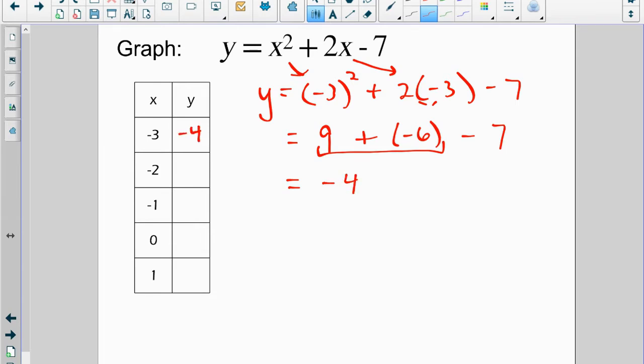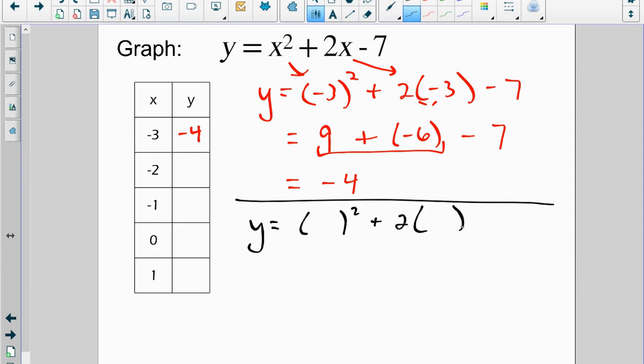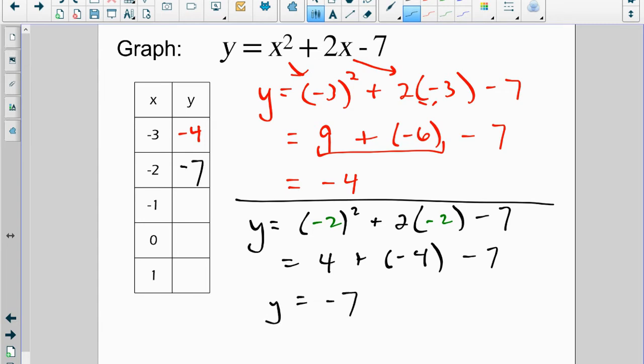And I repeat, I do the same thing when the x value is -2. I'll do that down below here. So y equals x squared plus 2 times x minus 7, and the x value is -2 this time. All right, so -2 squared is 4. 2 times -2 is -4. And 4 plus -4 minus 7 is -7. So I get a y value of -7 in that case. And I just keep doing that.